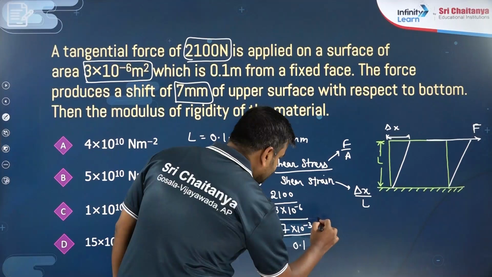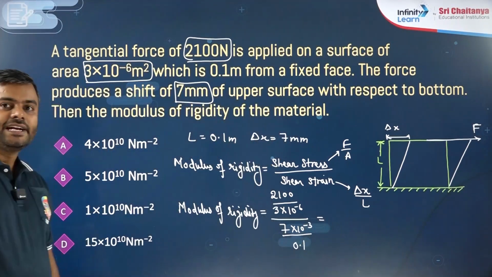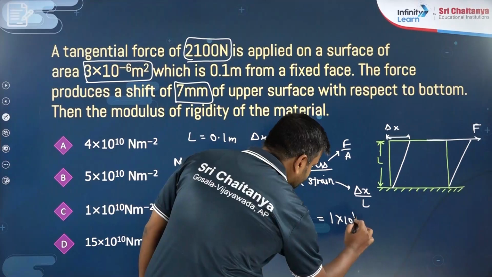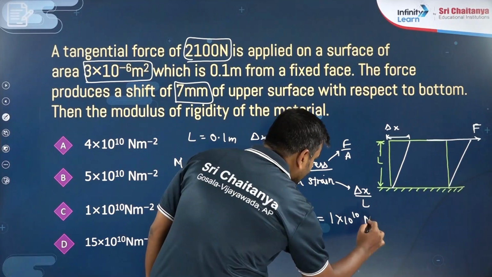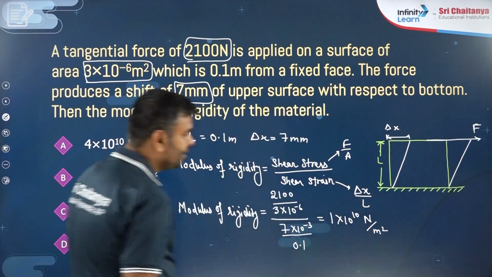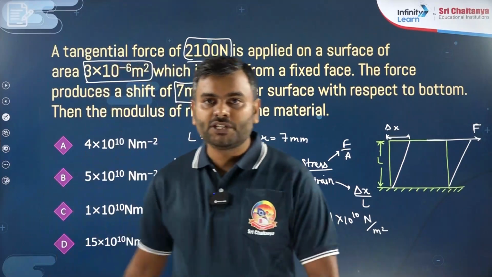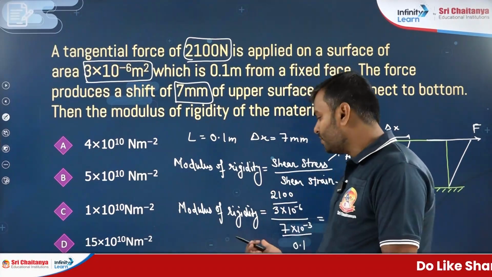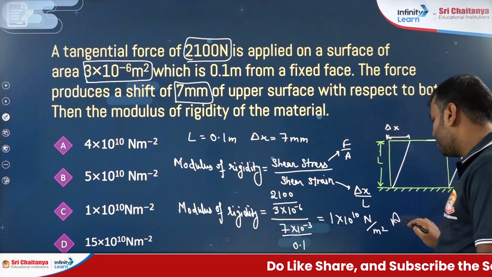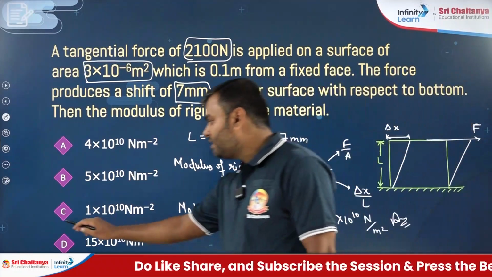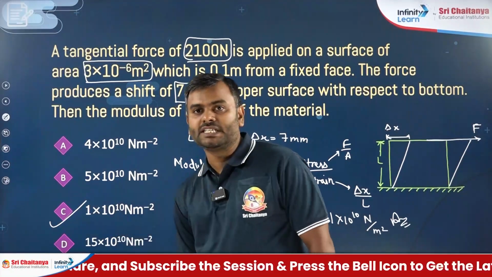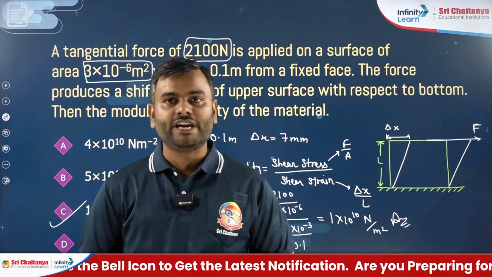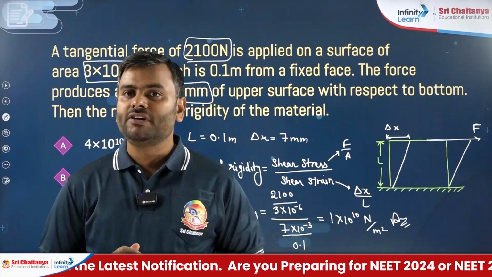If we solve this, the final answer we get is 1 into 10 to the power 10 Newton per meter square. So you can see we have 4 options here. Out of these 4 options, the option which we have calculated is given in option C. So option C is the correct option for this problem. I hope you have understood how we calculated the modulus of rigidity.